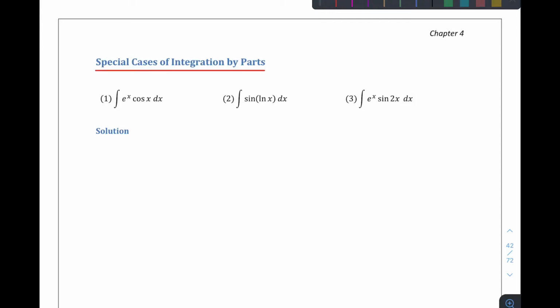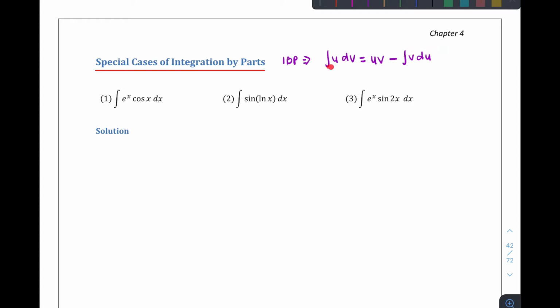Okay, now let's do this special case of integration by parts. A bit of revision of what you have done before. For integration by parts, you have the formula: the integral of u dv equals uv minus the integral of v du. So you need to find what your u is and what your dv is. Then you have to integrate one more time, so you must know your v and your du.